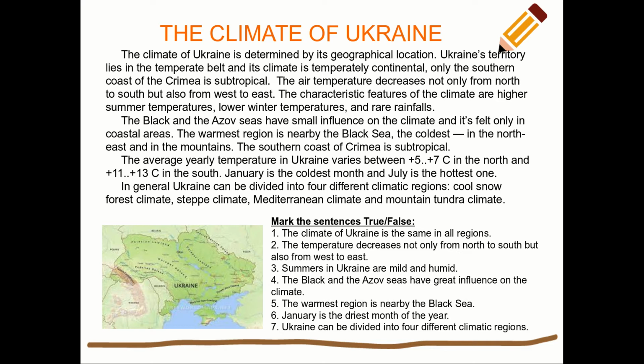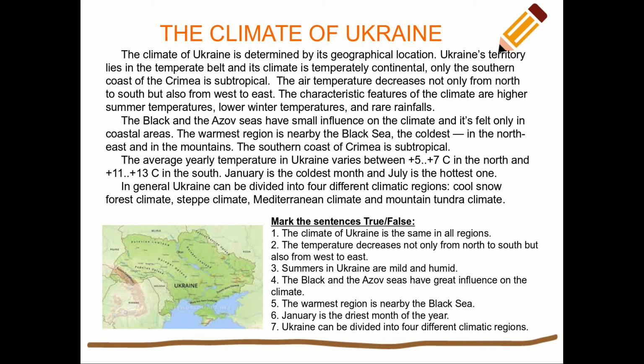The Black and the Azov Seas have small influence on the climate, and it's felt only in coastal areas. The warmest region is nearby the Black Sea, the coldest in the northeast and in the mountains. The southern coast of Crimea is subtropical.